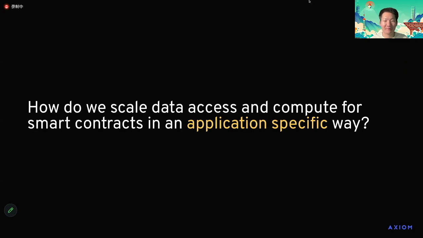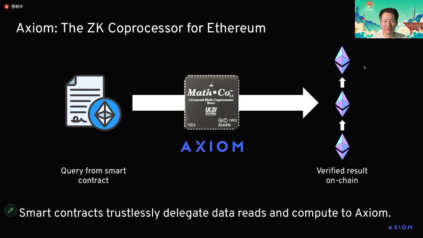The problem that Axiom is being built to solve is to scale data access and compute for smart contracts in a way that respects the different types of scaling that each application needs. So what we're building is something we're calling a ZK coprocessor for Ethereum. The way that works is we allow smart contracts to trustlessly delegate the two operations we've discussed so far to our off-chain system. They can delegate data reads and verifiable computation to Axiom.